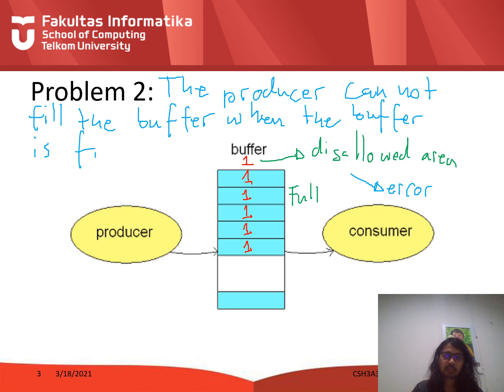And how do we solve this? Of course, we solve it with semaphore. As we know, semaphore can block a process when the conditions are met. So we design a semaphore that will block the producer when the buffer is full.